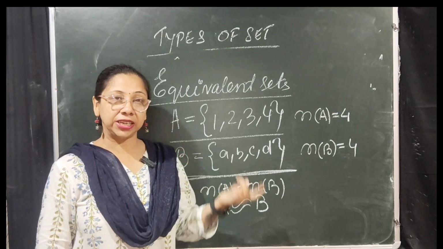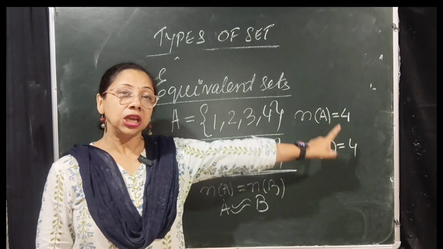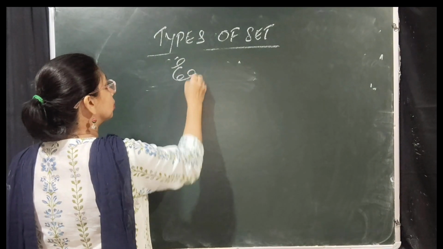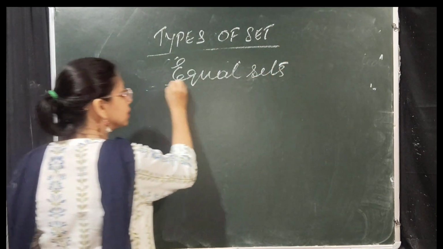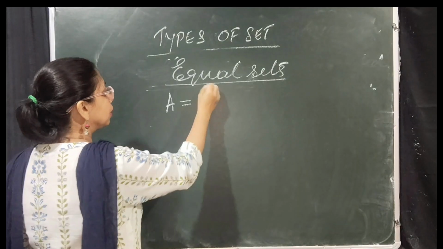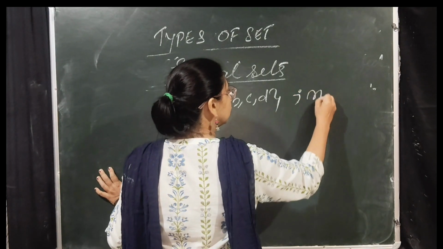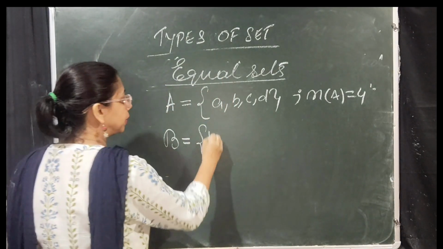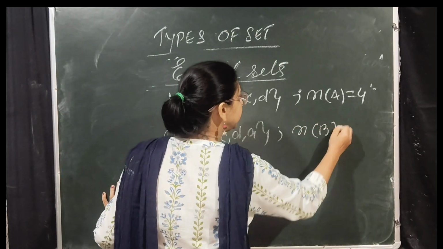That means the items or elements or objects may differ, but if the total number of elements in both the cases are same, then two sets are known as equivalent set. Equal sets. So, now in this case, what is going to happen? Suppose we are having a set A, and set A is a, b, c and d. Here, cardinal number is 4. Let us take another set, set B. We are having the element b, c, d and a. So, here also cardinal number of B is 4.